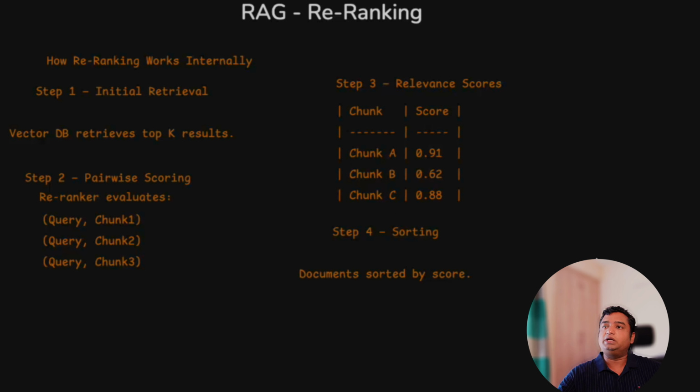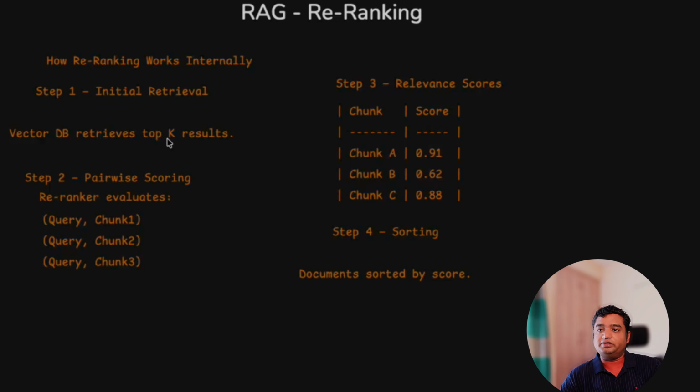So now we'll see how re-ranking works internally. There are a few steps which we follow for the re-ranking. The first one is initial retrieval. When you fire a question to your RAG system, from the vector database you get the initial retrieval documents. Then the vector database retrieves the top k results. We ask it to give a particular number of results like top 20, top 10. So it doesn't give the full information.